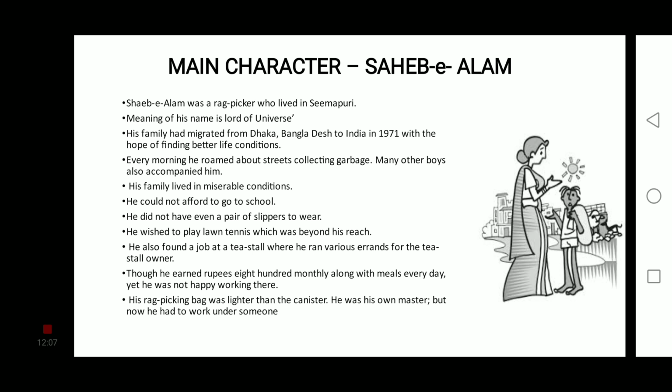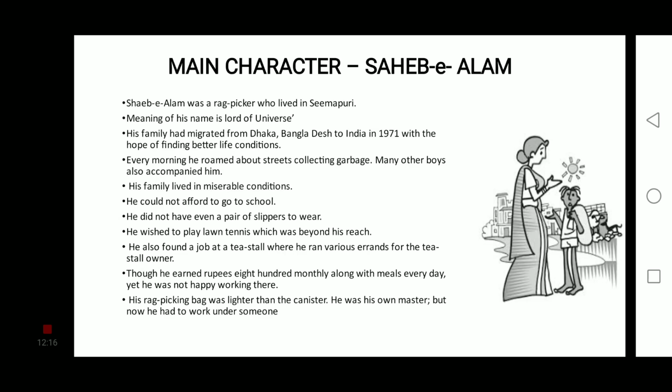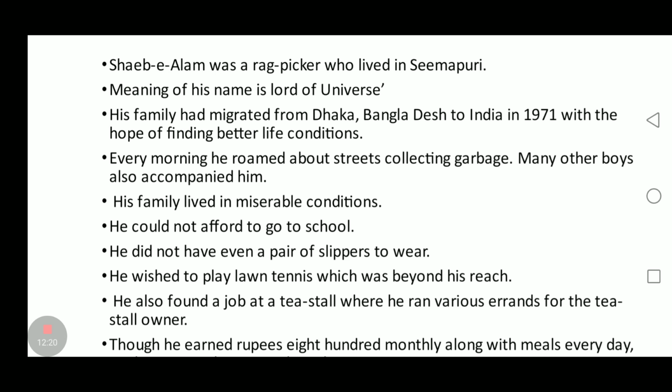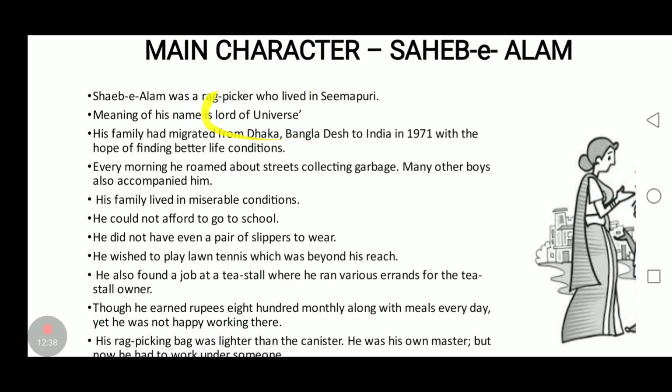Now I am coming toward the main character, Sahibe Alam, who is a rag picker. Sahibe Alam was a rag picker, as I told you, who lived in Seemapuri. Where is Seemapuri? Seemapuri is at the outskirts of Delhi, at the periphery of Delhi. The meaning of his name is Lord of the Universe, right? Children, see, the meaning is Lord of the Universe, the owner of the universe. And what he is, is simply a rag picker. We find a big contrast over here. His family migrated from Dhaka, Bangladesh to India in 1971 with the hope of finding better life conditions. The whole family, and as I told you in the beginning, 30,000 rag pickers were living in Seemapuri.